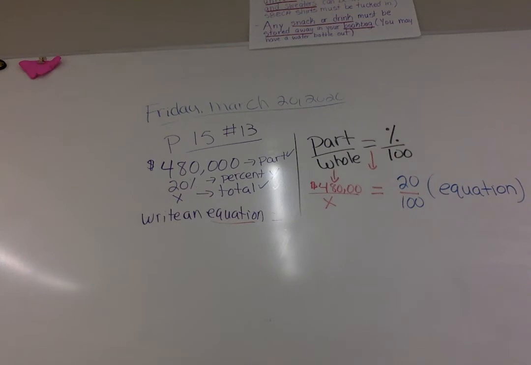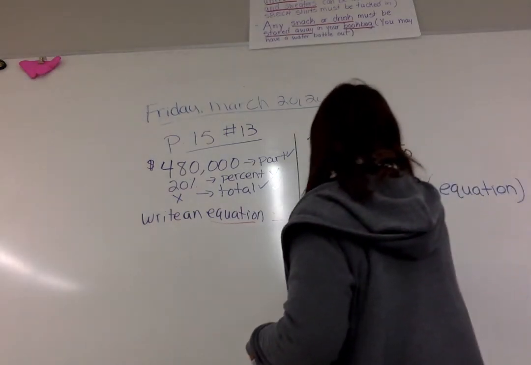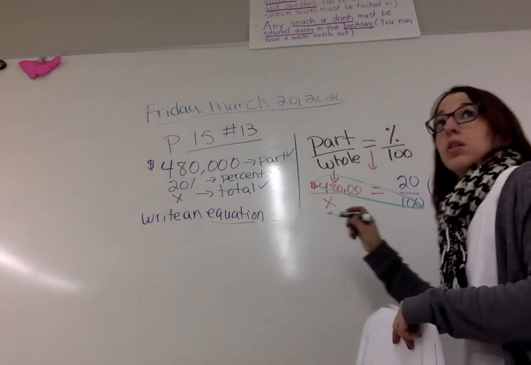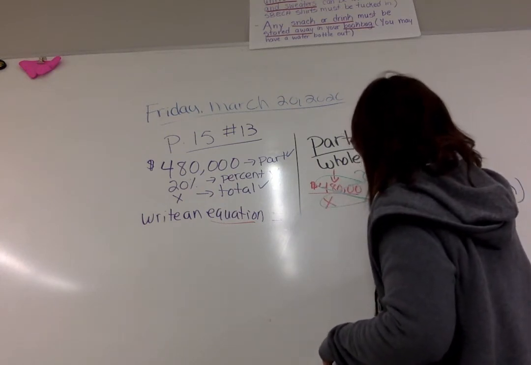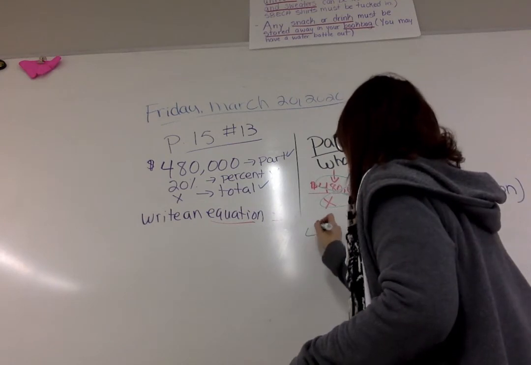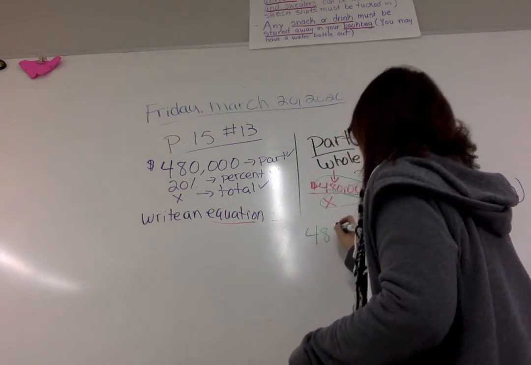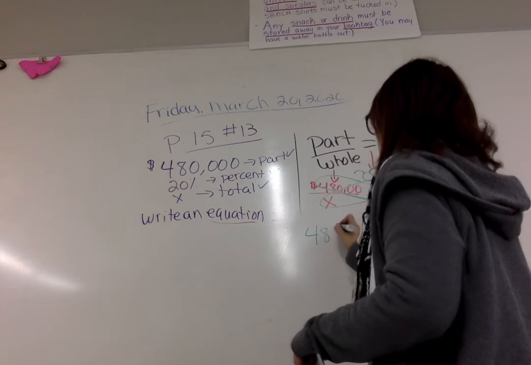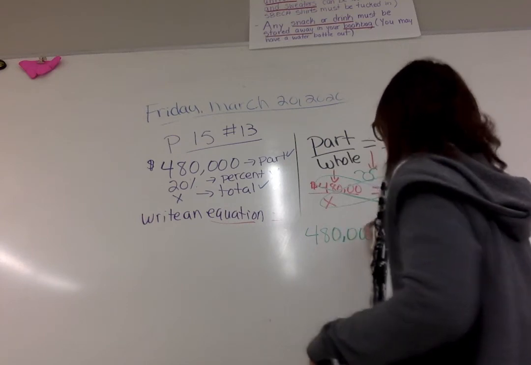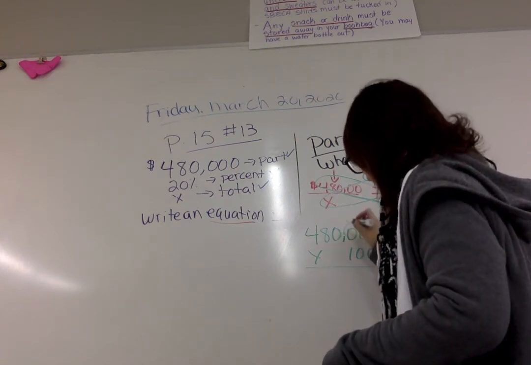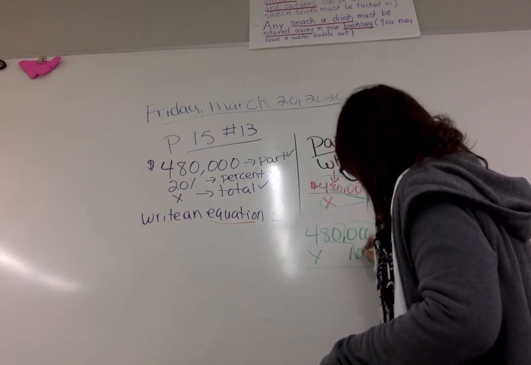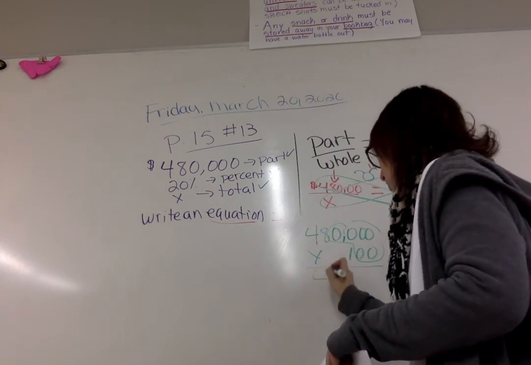Okay? Now, you're going to cross multiply. You're going to use the butterfly method to figure out what X equals. It's going to look something like this. Right? My butterfly method. Yours might be better. I'm going to multiply 480,000 times 100. I'm going to circle all these zeros here, because that's the cool math trick that we showed you. Multiply my whole numbers, which is 48.